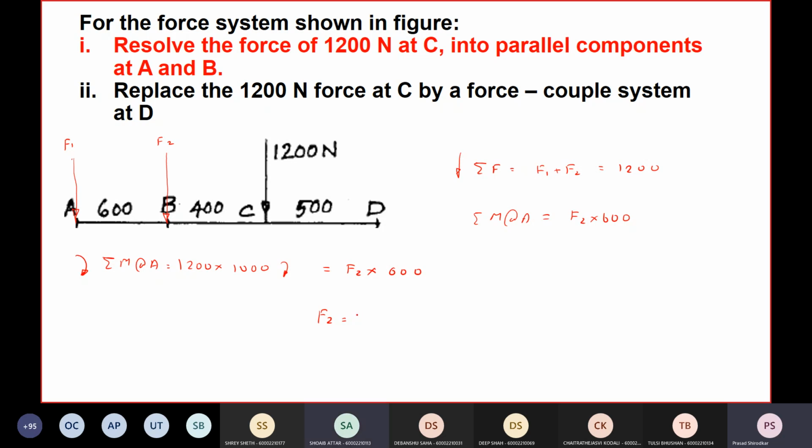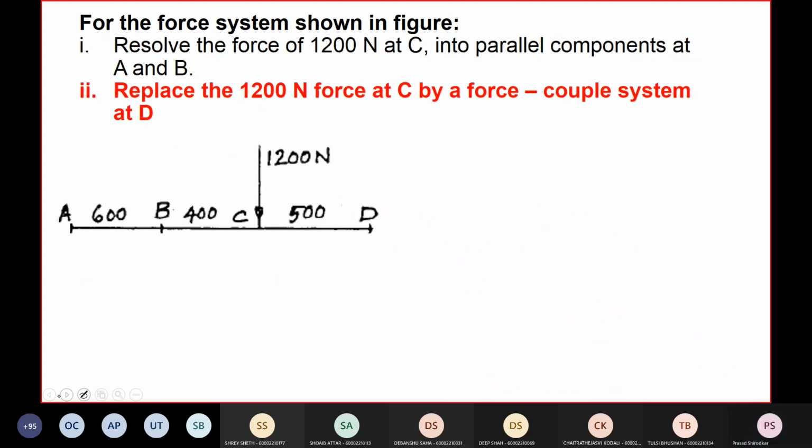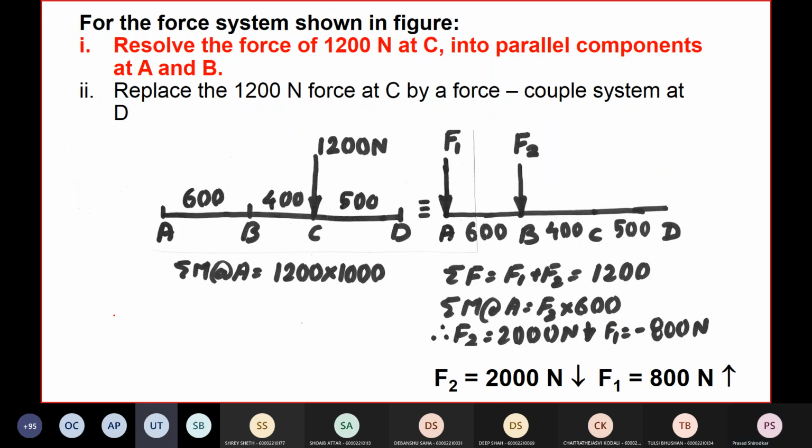Yes, how much is F2? So 2000. 2000 newtons, correct? It is 2000 newtons. And what is the direction we have assumed? F2 is in downward direction. So this is in downward direction. Okay. So similarly, find out F1. From this, you know F1 plus F2 is 1200. So find out F1. Minus 800. Minus 800. Okay. So it is coming minus 800. That means F1 is in upward direction. Okay. So this is the correct way to represent a system. So F1, F2. F1 is in fact in upward direction.